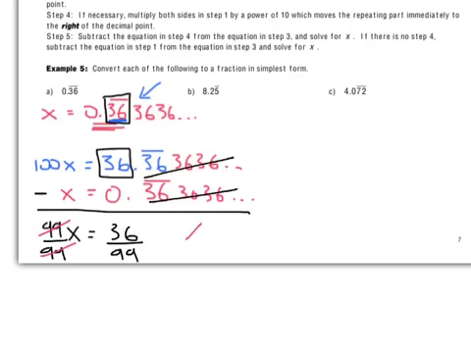So x equals 36 over 99, which simplifies to 4/11. Okay, and if you put that in your calculator, 4 divided by 11, you should get 0.363636, and so on. Okay, let me do another example.